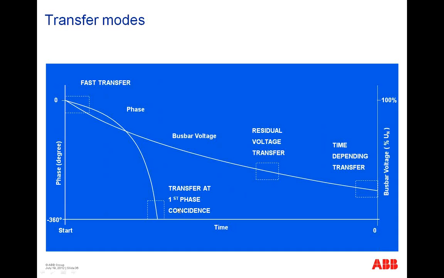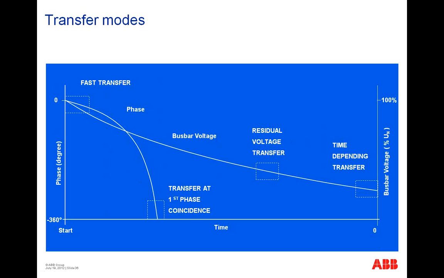Transfer at first phase coincidence. Also, we have to compare the synchronism between standby feeder and bus bar voltage. If we have no more information from bus bar voltage, also not possible. For residual voltage, we have to wait until 40% on the bus bar. If we have no information, we can also not perform this one. This is a very special failure.